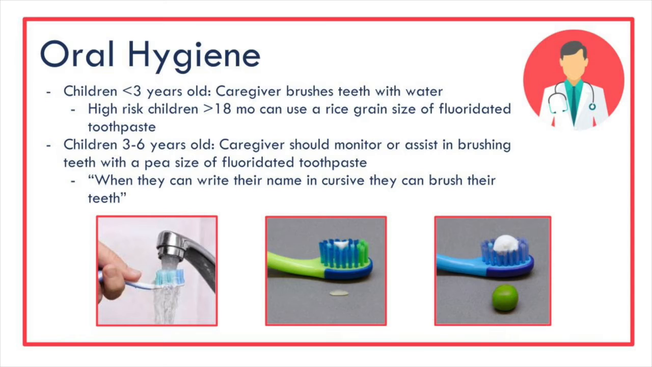If a child is under 3 years old, their caregiver will brush the child's teeth with water. But for high-risk cases, they can use a rice grain of fluoridated toothpaste. If the child is between the ages of 3 to 6, their guardian can use a pea size of fluoridated toothpaste. And the rule: if a child can write their name in cursive, they can brush their own teeth.